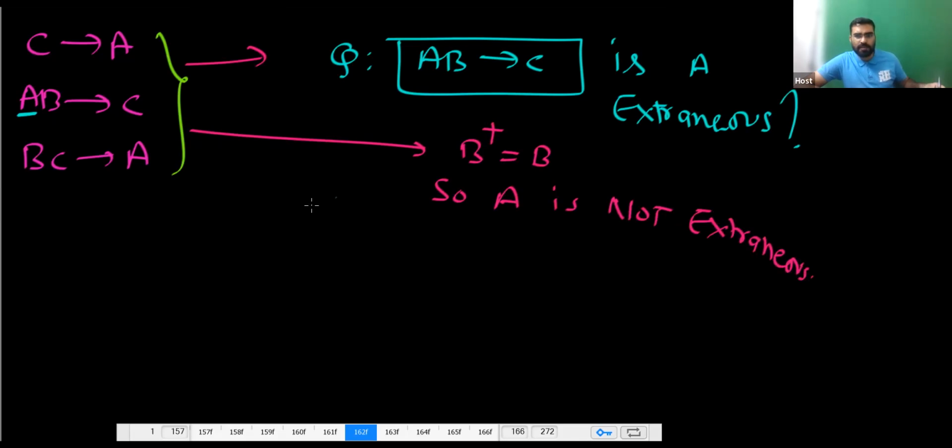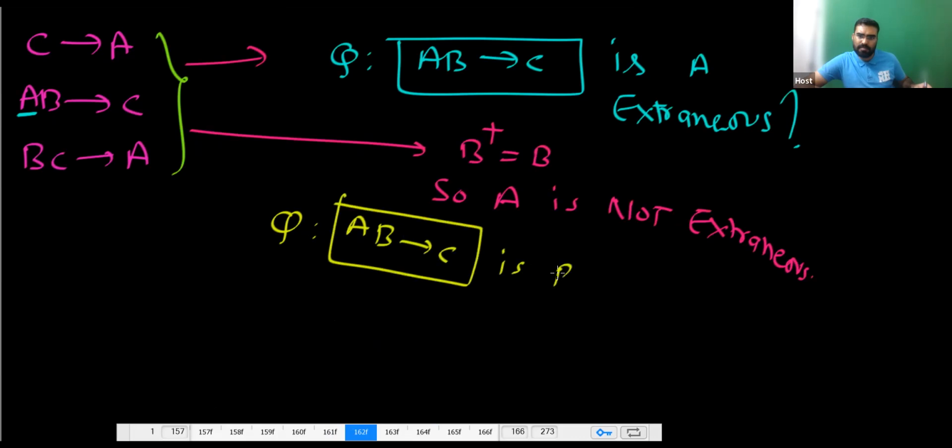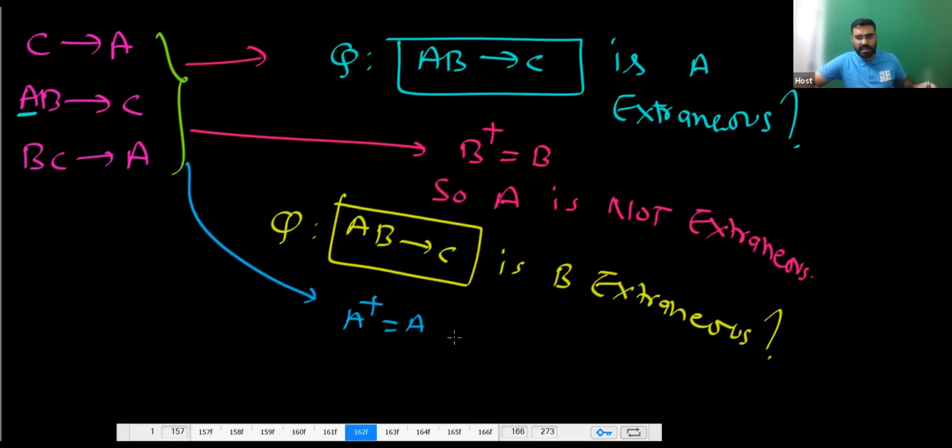What about B? The second question: in this AB determining C, is B extra? Is B extraneous? Again, what will you find? You will find A plus, and A plus is only A. So B is also not extra. Here B is also not extraneous.